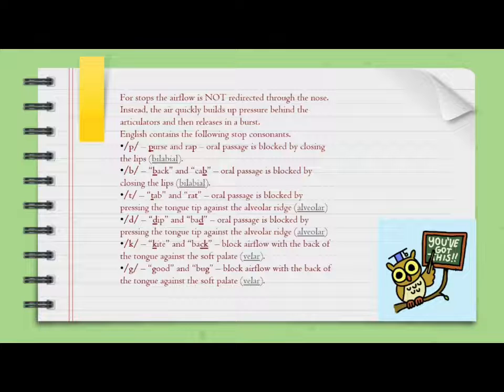The next one is d, for the words dip and bad. Oral passage is blocked by pressing the tongue tip against the alveolar ridge. Alveolar.